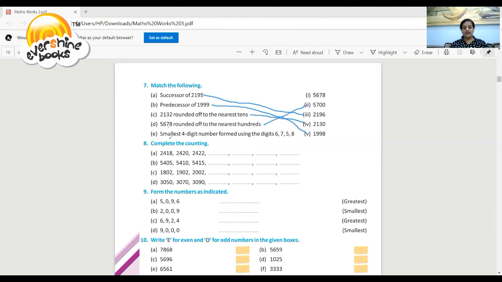Okay. Next is 5700 is equal to 5700. Now, smallest four-digit number formed using the digits. Smallest means we have to add first of all 5, then 6, then 7, then 8. Now, what we are going to do is complete the following. In that, we have to see the pattern. 2000 is the same. 488, 18, and then 20, then 22. It means it is going to be added with 2. 2422 plus 2 is 24.